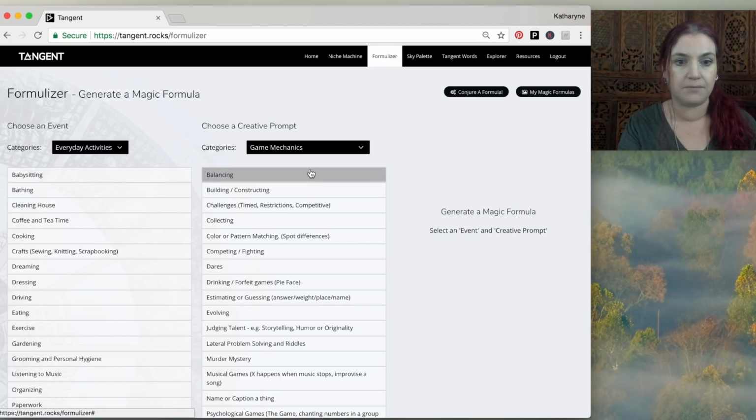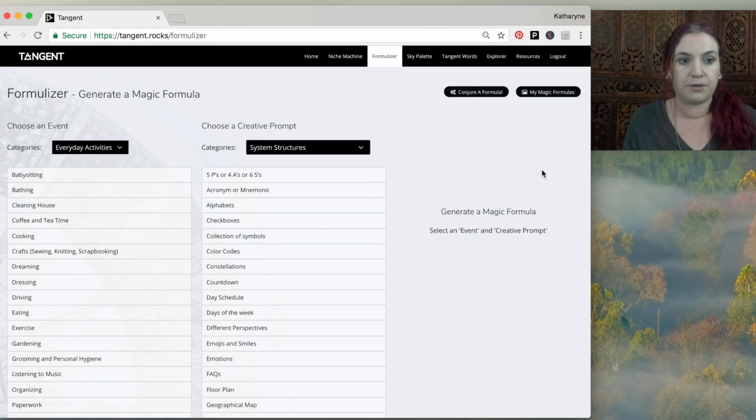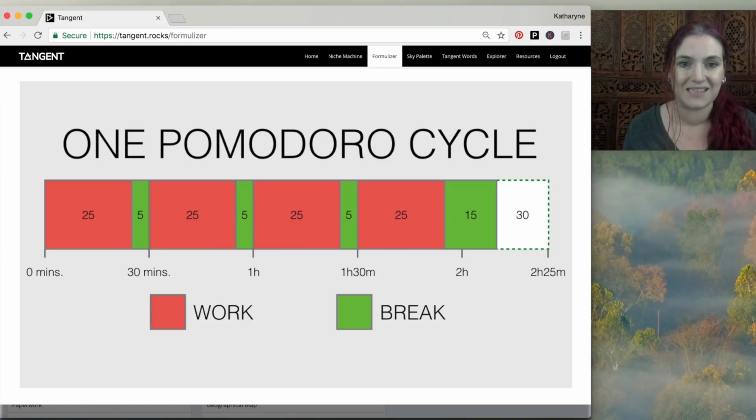Other magic formulas, for example, could include system structures like the 5 Ps. So, for example, if you were doing a program about weight loss, you could do the 5 Ps of weight loss, which would be like perseverance, psychology, place, like being in the right place to lose weight, and so on. I'm just making this up off the top of my head. I'm sure it's not a very good system. But these are ways of structuring a program. And really, when you think about it, a lot of the most popular systems are actually super simple. For example, the Pomodoro timing method. I was just talking about this morning.